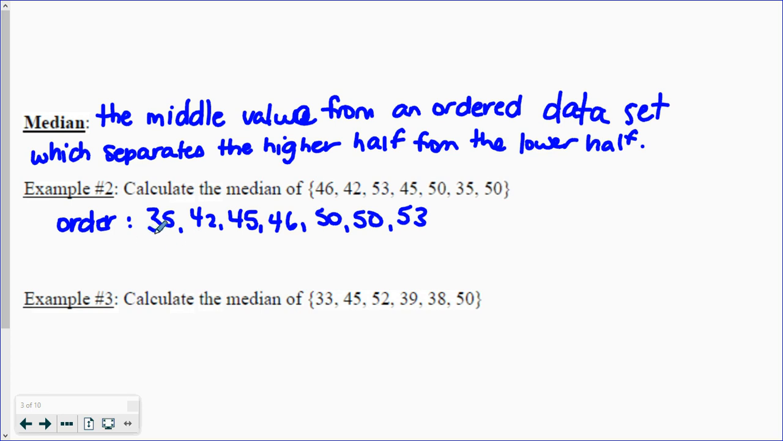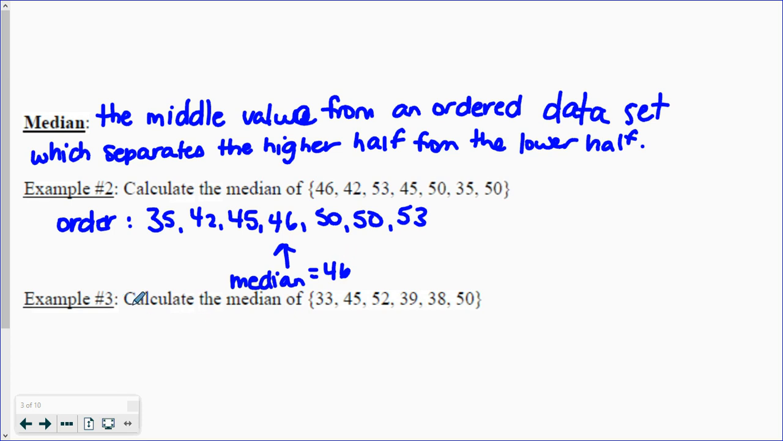And so again, we've ordered it from lowest to highest, so we want to find the number that separates the lowest half from the highest half. So if we look at 46, there are 3 numbers below 46, there are 3 numbers above 46. So our median value for that is 46.